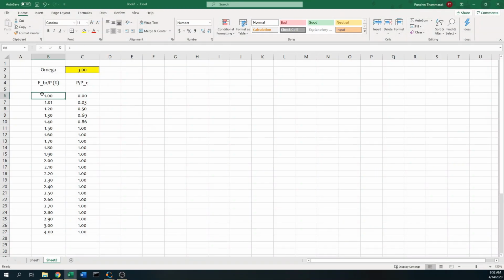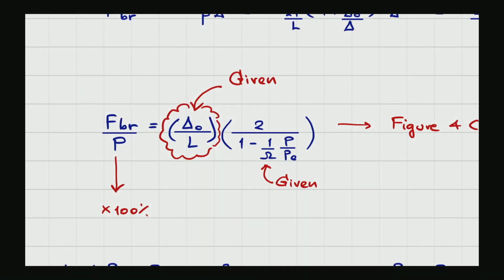No matter what omega value is, if this is 0, then it doesn't really matter. So the whole thing is 0. No matter how much the omega is, if the given delta naught over L is according to ASTM, which is L over 500, then you end up with 0.4%.